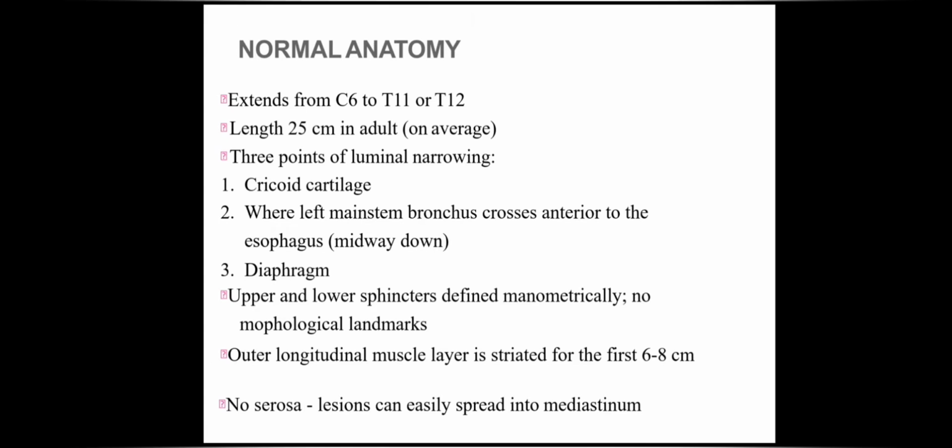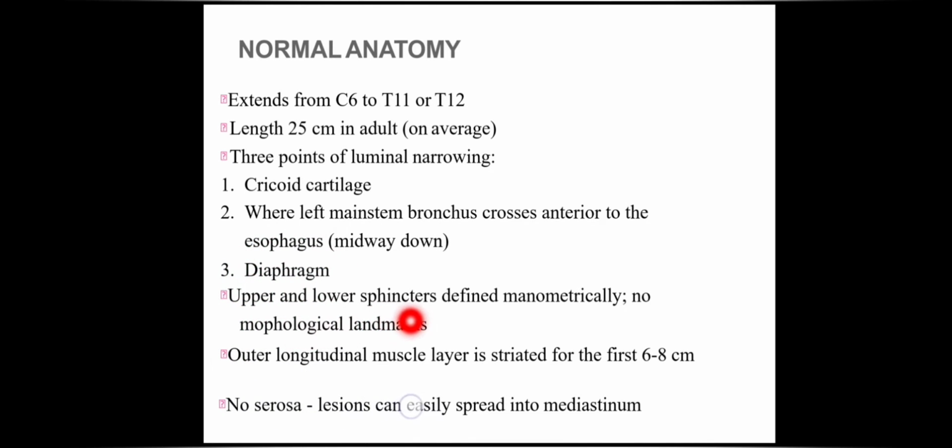Coming to the normal anatomy of the esophagus, it is a tube structure extending from C6 to T11 or T12 vertebra. The length of the esophagus is 25 cm in an adult on an average. Three points of luminal narrowing are present in the esophagus. The first one comes at the cricoid cartilage. The second is where the left main stem bronchus crosses anterior to the esophagus. And the third is at the diaphragmatic opening.